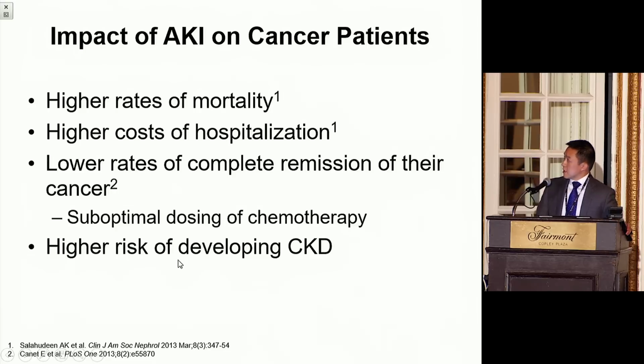But interestingly, it also translates into lower rates of complete remission for their cancer. And it's thought that this might be related to the fact that renal impairment may lead to suboptimal dosing of chemotherapy in these patients.